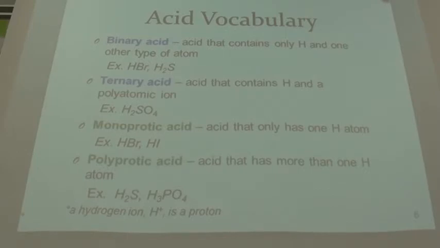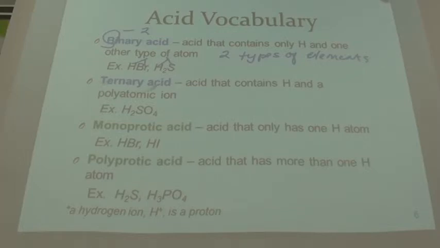A binary acid. The prefix binary means two, so a binary acid has only two types of elements. Here we go. Here's a hydrogen and a bromine. Even though there are two hydrogens, it's only one type of atom, correct? And a sulfur is the second type.